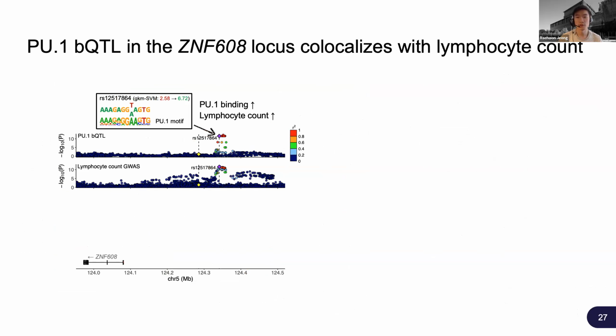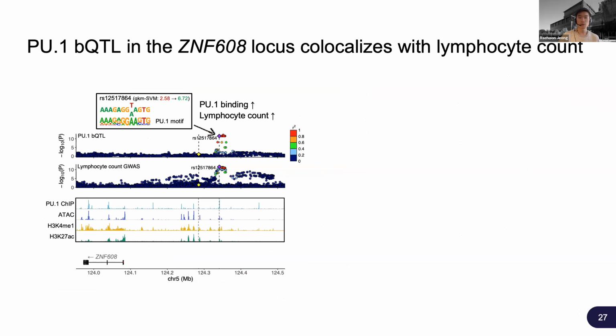For the second interesting locus, we can see that a PU1 BQTL more than 250 kilobases upstream of the ZNF608 promoter colocalizes with a lymphocyte count signal. The PU1 BQTL has a motif-altering variant that increases affinity, and I will call this variant RS12. This PU1 binding site also shows chromatin accessibility and active histone marks.